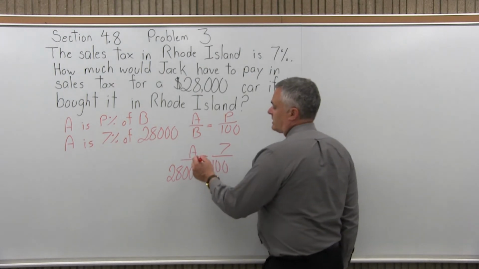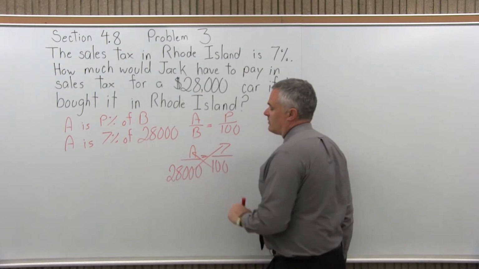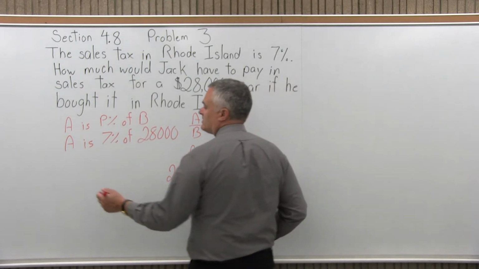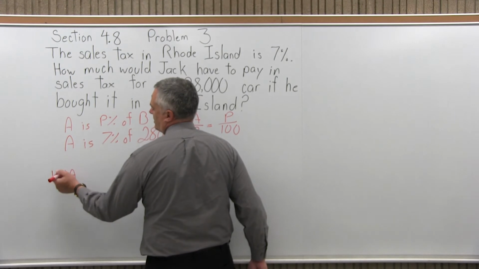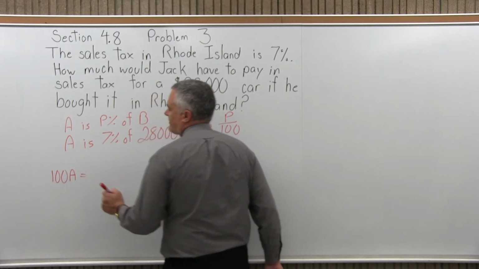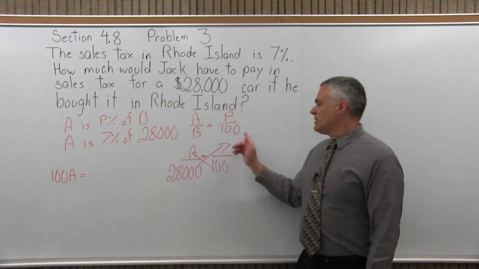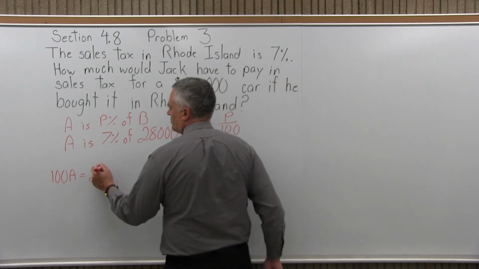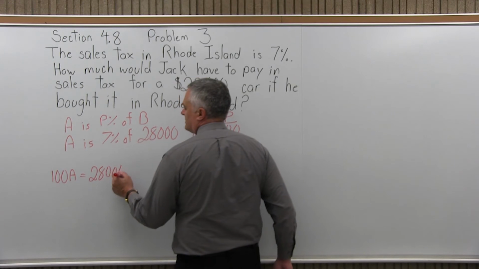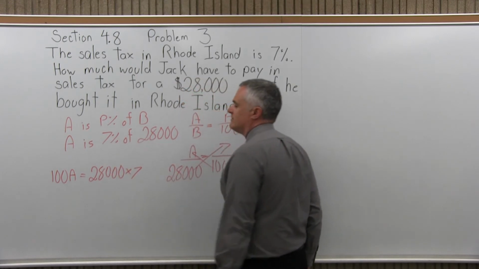So what we do is cross multiply, and then we will divide. So A times 100 is, you can either write A100 or 100A. Usually you put the variable after the number, though you don't have to do it that way. And multiplying the other way, you have 7 times 28,000, or you can do 28,000 times 7.